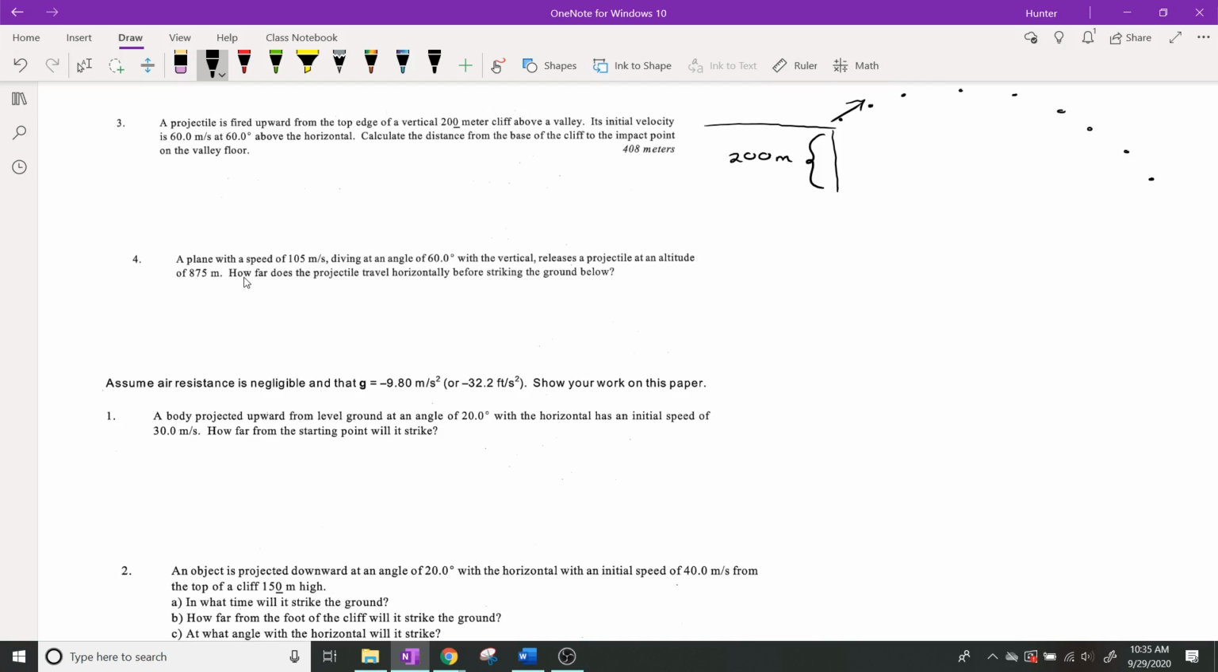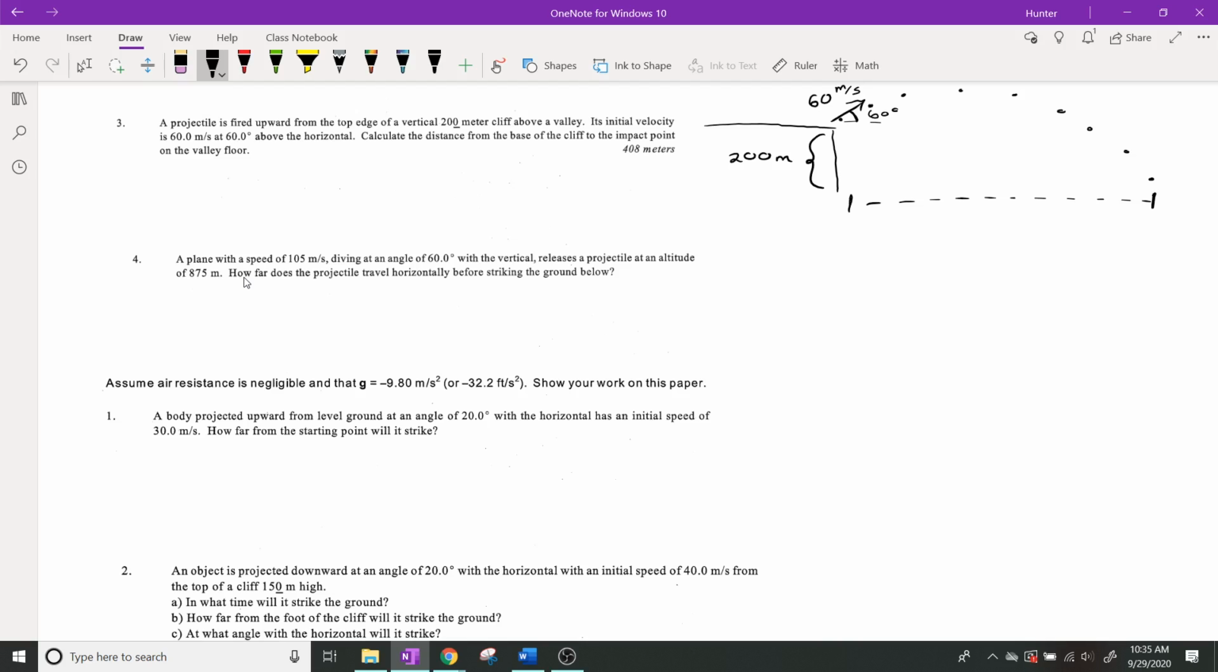What else do we have? We have a vertical height. Yeah, we got that, 200 meters. What's the speed? It's sort of like flat out 60. 60 degrees from the horizontal. So this angle is 60 degrees. And we need to calculate the distance from the base of the cliff to the impact point on the valley floor. So we're looking for this distance right here.